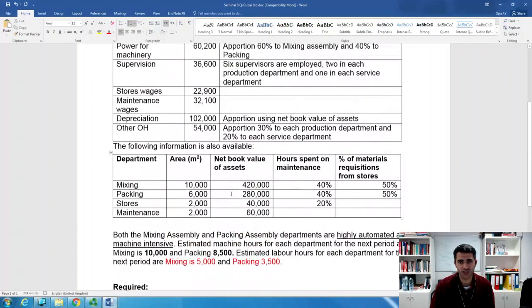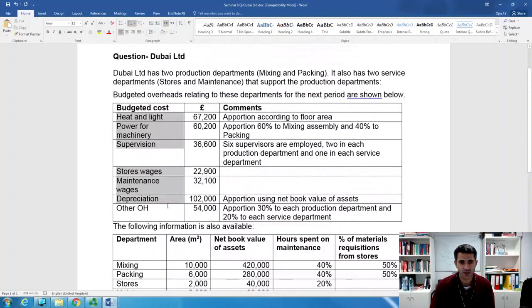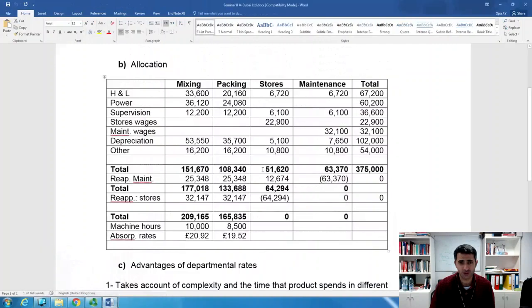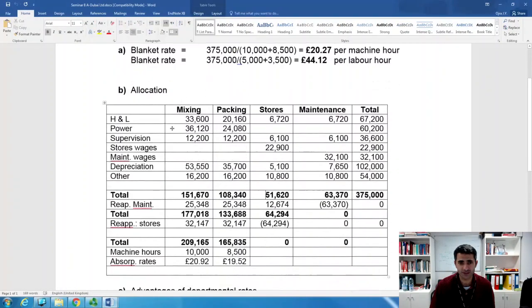The first step, we need to allocate the overhead cost across the 4 departments. Let's start with the heat and light. First of all, when it comes to this question, you need to, where is it? Okay, here we go. You need to list first of all the production departments, as I mentioned, and after that you need to list the non-production departments, and the total is there, right? So the first one we will start with is heat and light. Let's have a look.